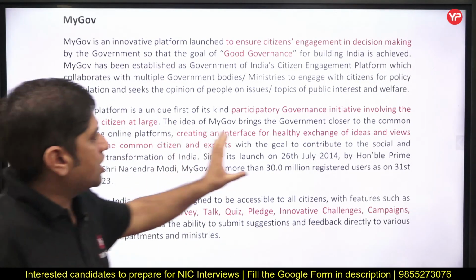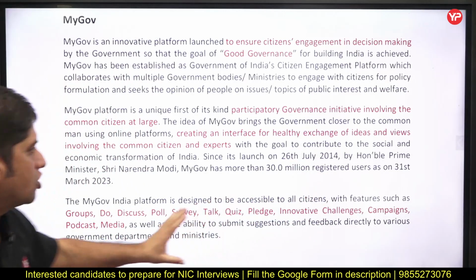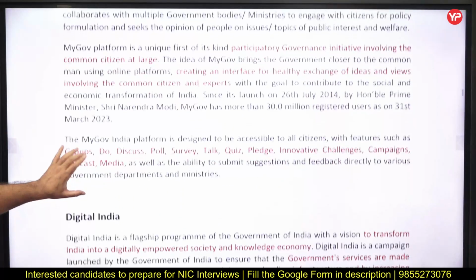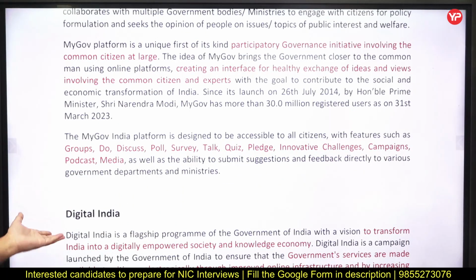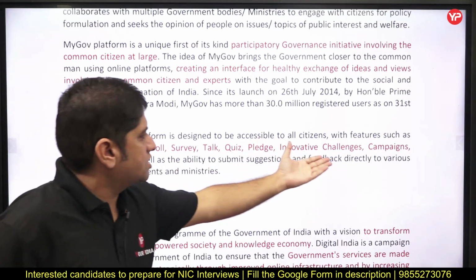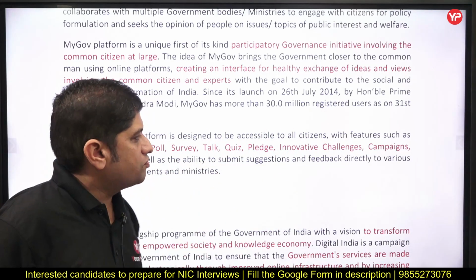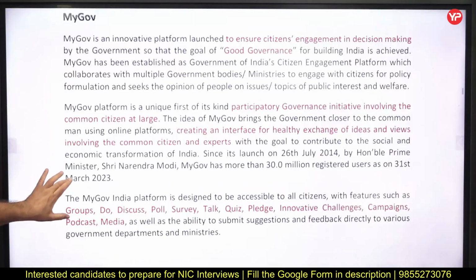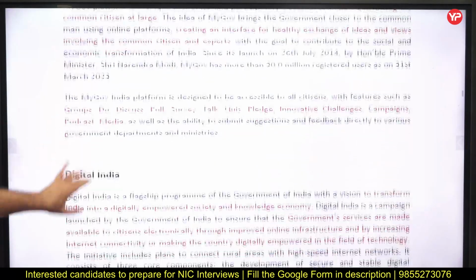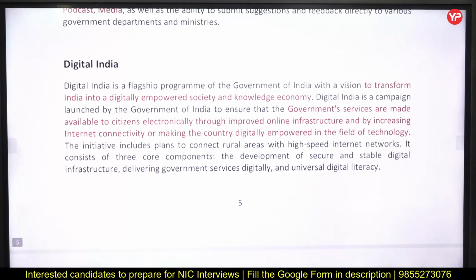So exchanging of the ideas of the people with the government, and then making the good policies, and this is basically not only to bring people on board for decision making, but to take the survey, discuss with them, and then further make the policies. So bringing the government at the doorstep of the people, that is the main purpose of that.